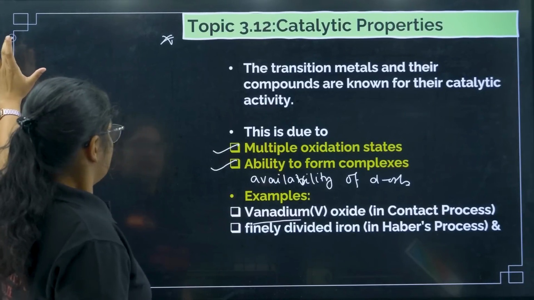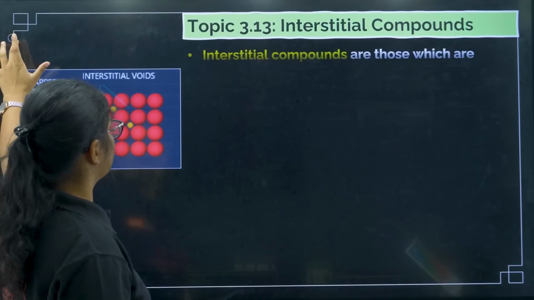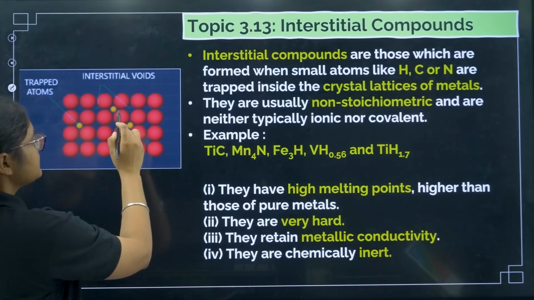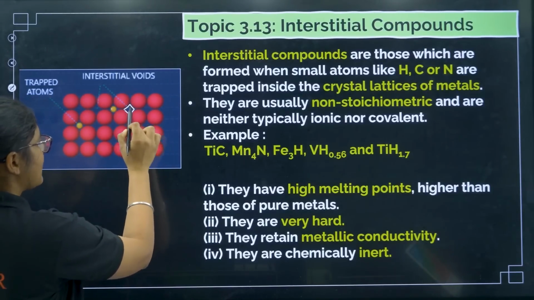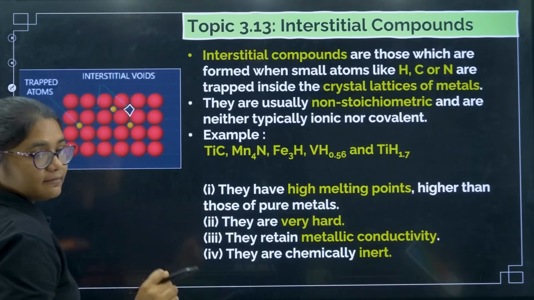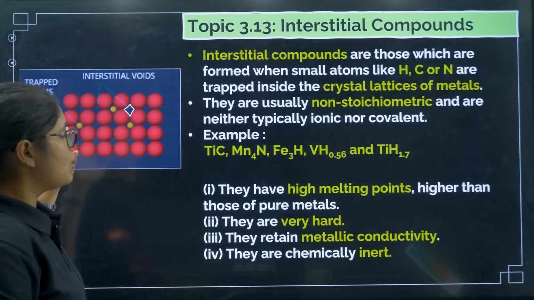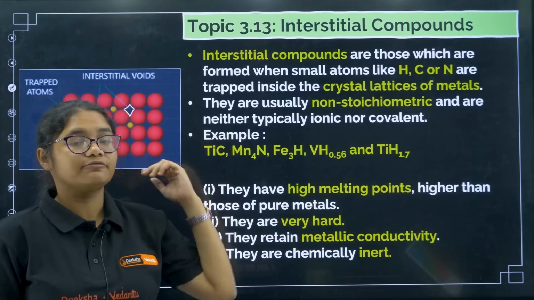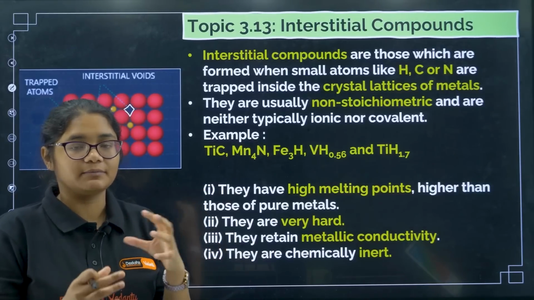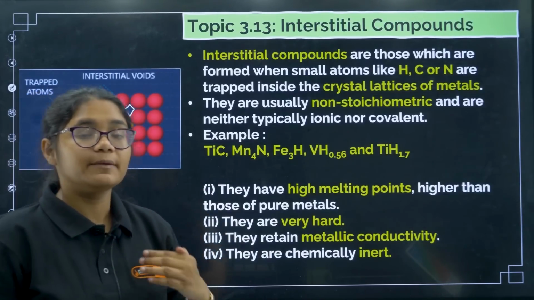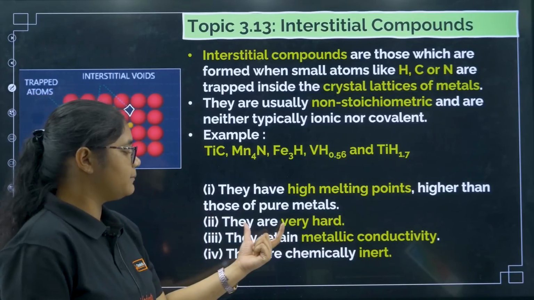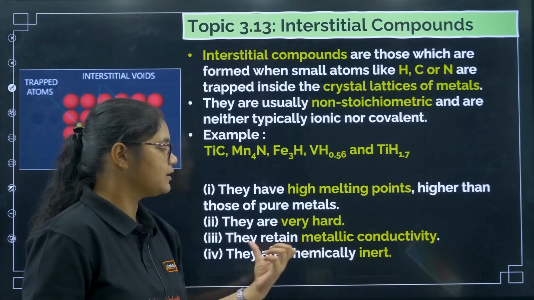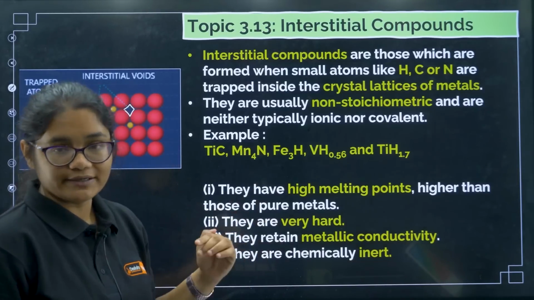Next, here we have the interstitial compounds. When the elements are present, there are some gaps in between, right? When these gaps are filled by other small atoms, then we call it interstitial compounds. Transition elements generally form interstitial compounds because of the gaps present between different atoms, and this helps to improve their properties. Their metals become very hard, they retain their metallic conductivity, they are chemically inert, and they have high melting points.